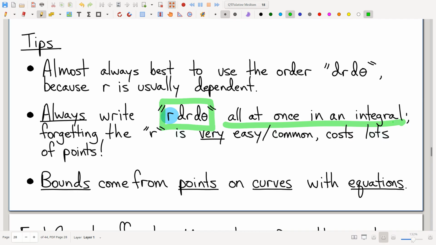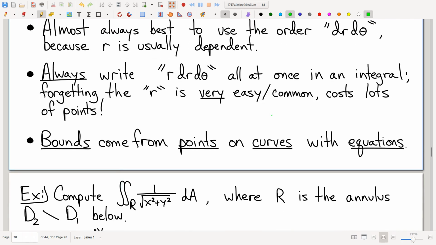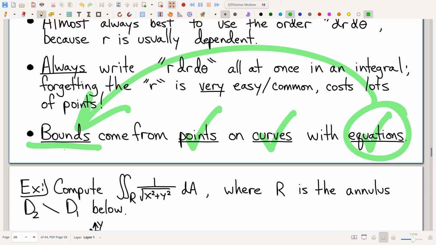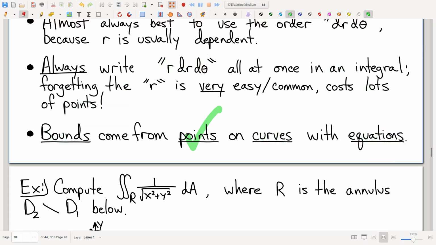Okay. All right. Okay, and then as every other kind of integral we've ever done, how do you find the bounds? Well, you identify the relevant points. Those points you identify as being on relevant curves. Those curves have a relevant equation, which you then solve to find the bounds. Okay, so let's do some more.